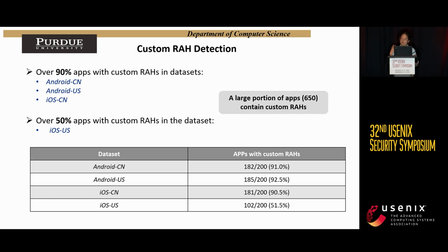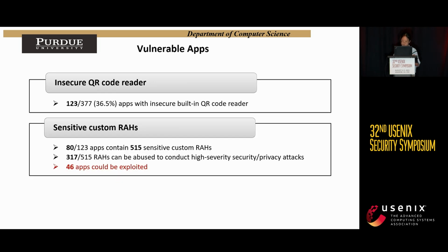And after that, we launched our detection process. In the first step, we found custom RAHs are present in 605 mobile apps. And even for the iOS US dataset with the lowest ratio of RAH, more than half of the apps in the dataset use at least one custom RAH. And among those apps, we found 123 of them have a secure built-in QR code reader, and 115 apps don't apply any sanitizer for the input data extracted from external QR code.